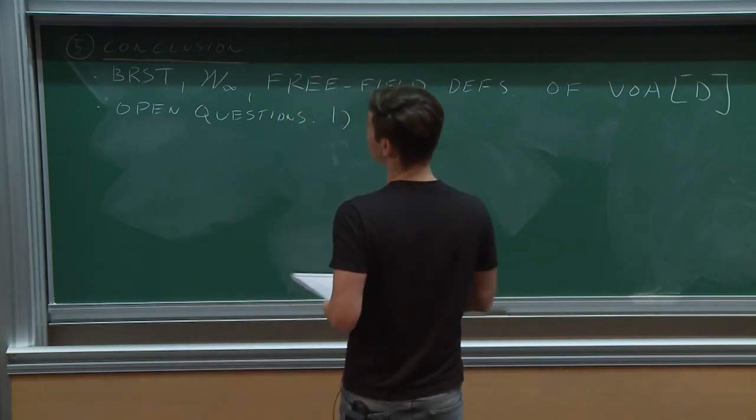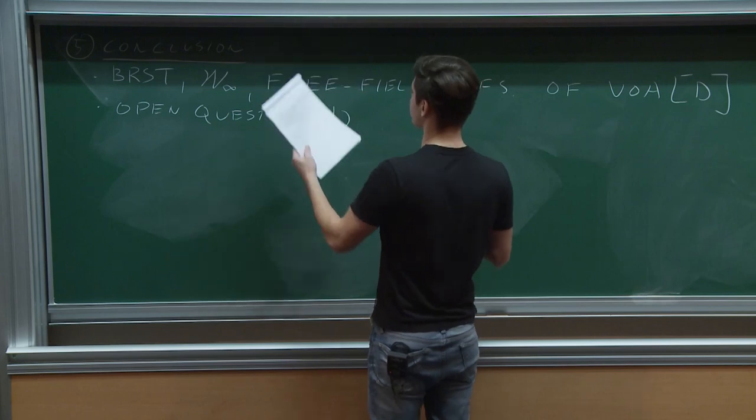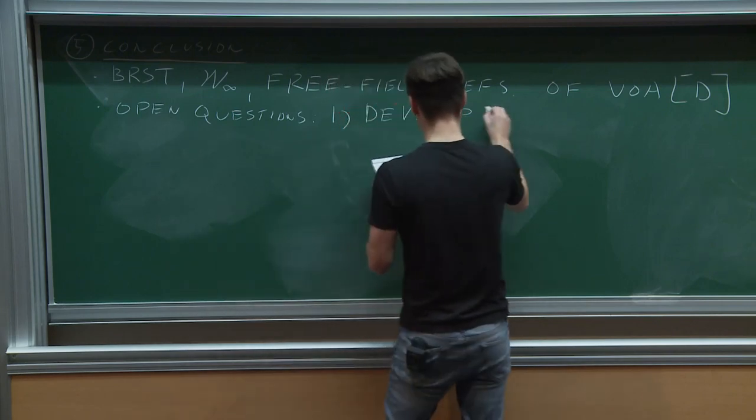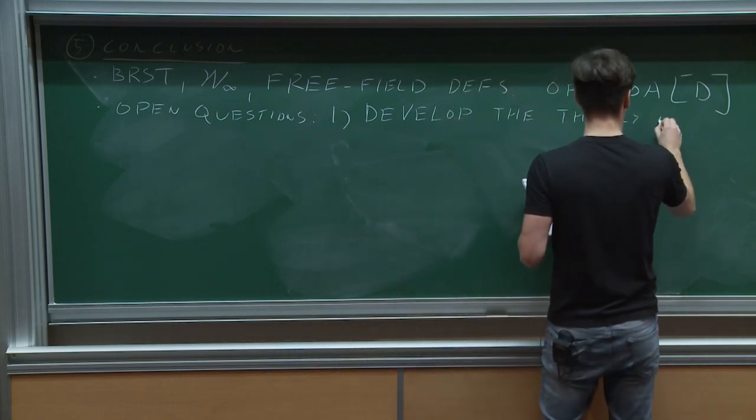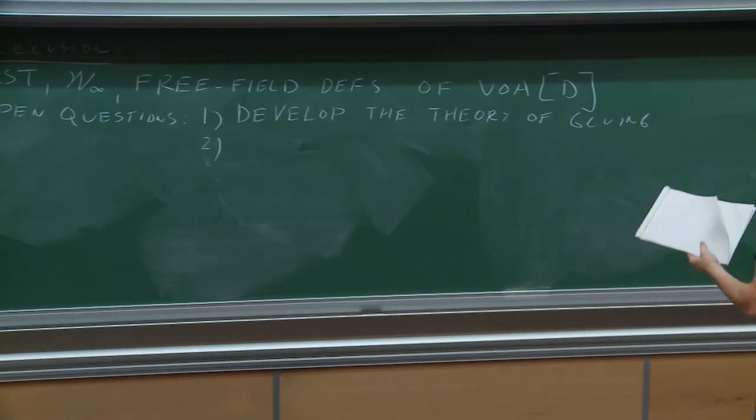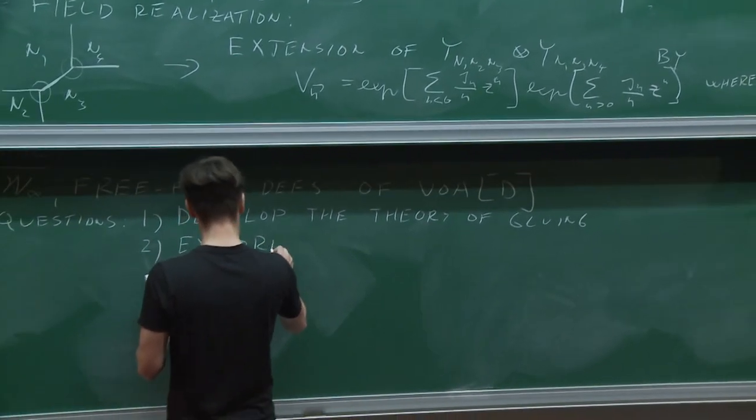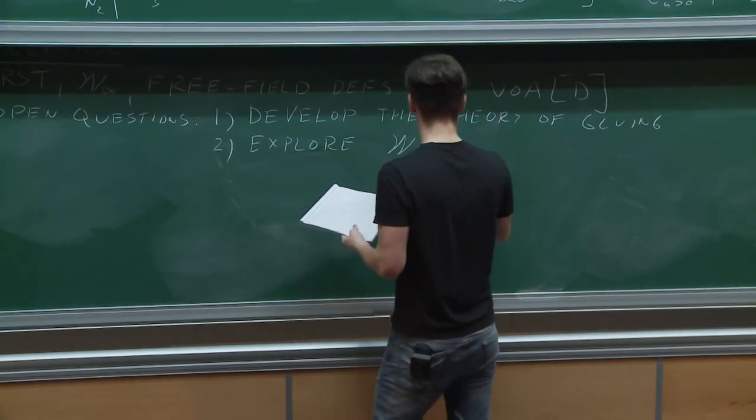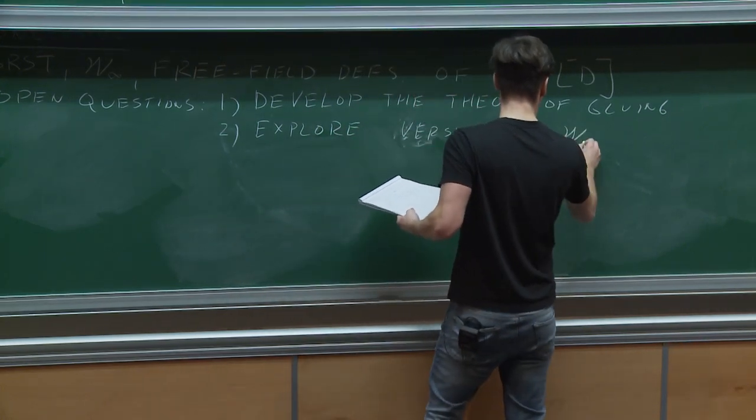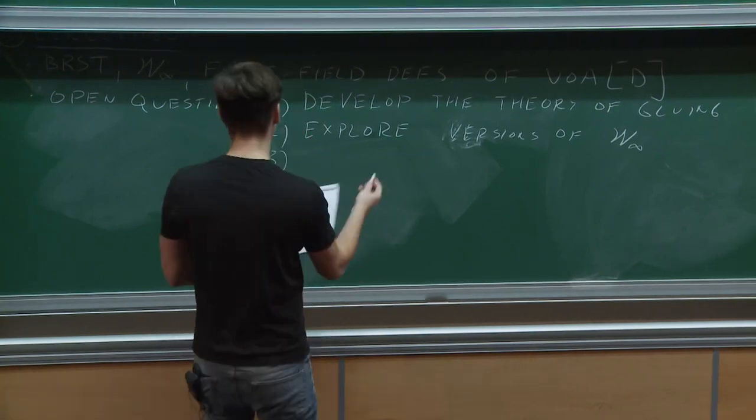So it would be nice to develop fully the theory of gluing, to combine fully the techniques of the lattice vertex operator algebra extensions and screening currents techniques. There are many open questions on this point. It would be nice to explore properties of these infinite algebras, especially for the diagrams that are not of this simple form. Versions of the W infinity. And finally, it would be interesting to find or prove that the definitions that I gave you are equivalent.